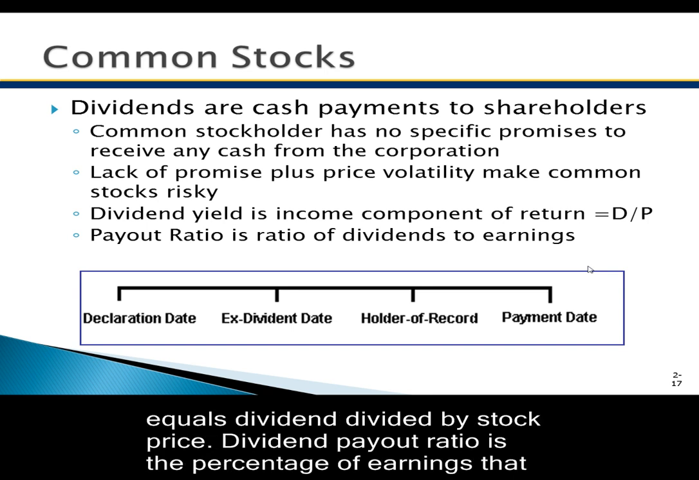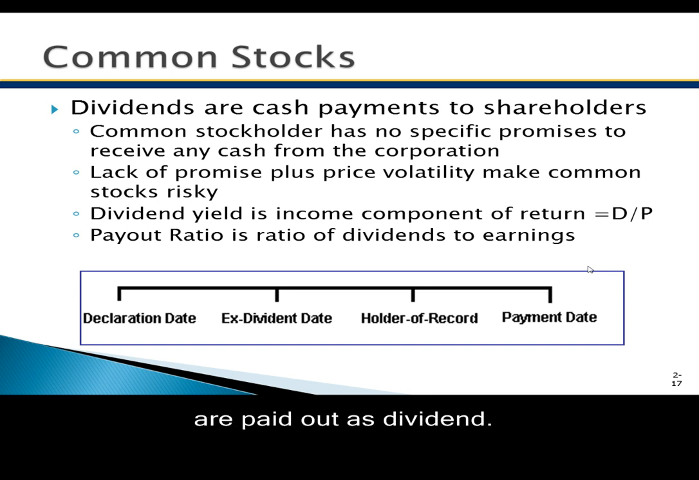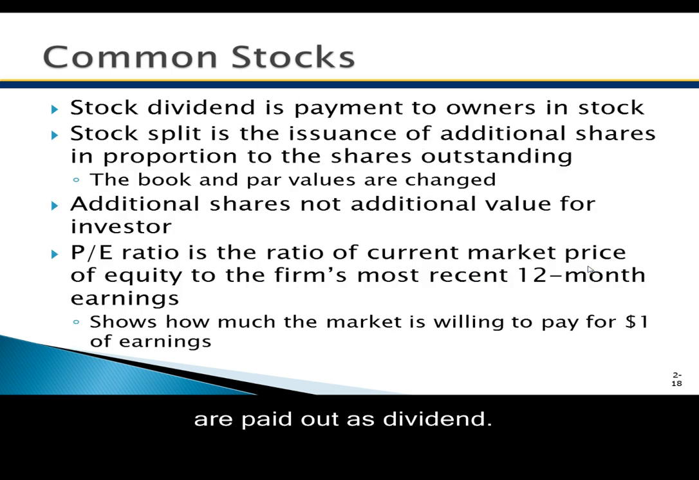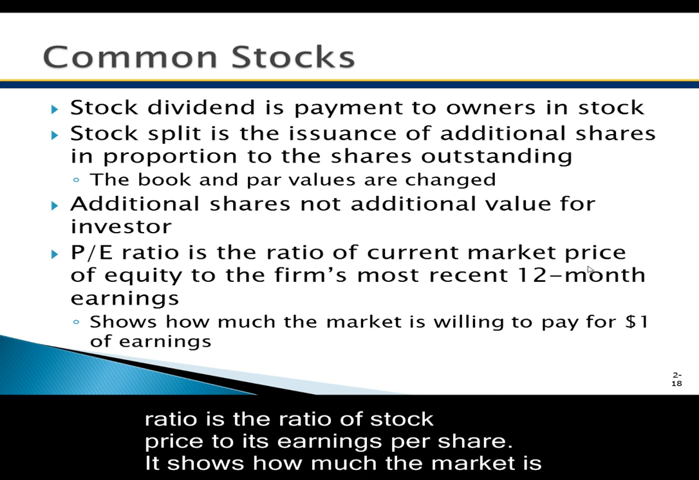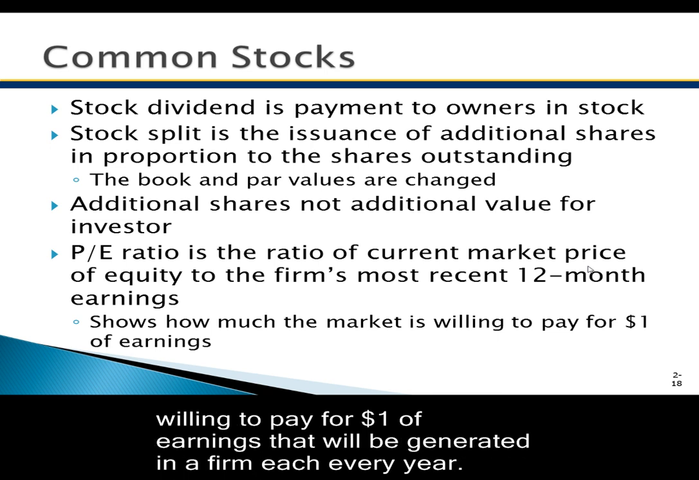Dividend yield equals dividend divided by stock price. Dividend payout ratio is the percentage of earnings that are paid out as dividends. Stock split is the issuance of additional shares in proportion to the shares outstanding. P/E ratio is the ratio of stock price to its earnings per share. It shows how much the market is willing to pay for $1 of earnings that will be generated in the firm each and every year.